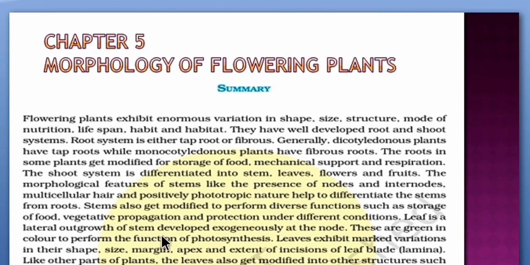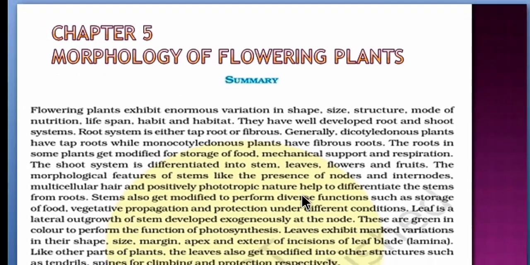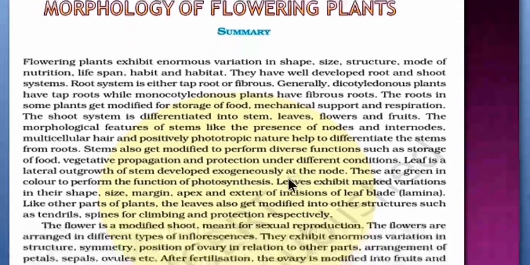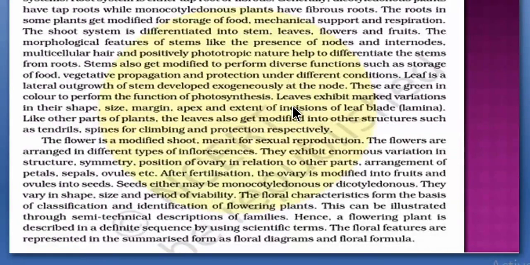Leaf is a lateral outgrowth of stem developed exogenously at the node. These are green in color to perform the function of photosynthesis. Leaves exhibit marked variations in their shape, size, margin, apex and extent of incisions of leaf blade, lamina. Like other parts of plants, the leaves also get modified into other structures such as tendrils, spines for climbing and protection respectively.